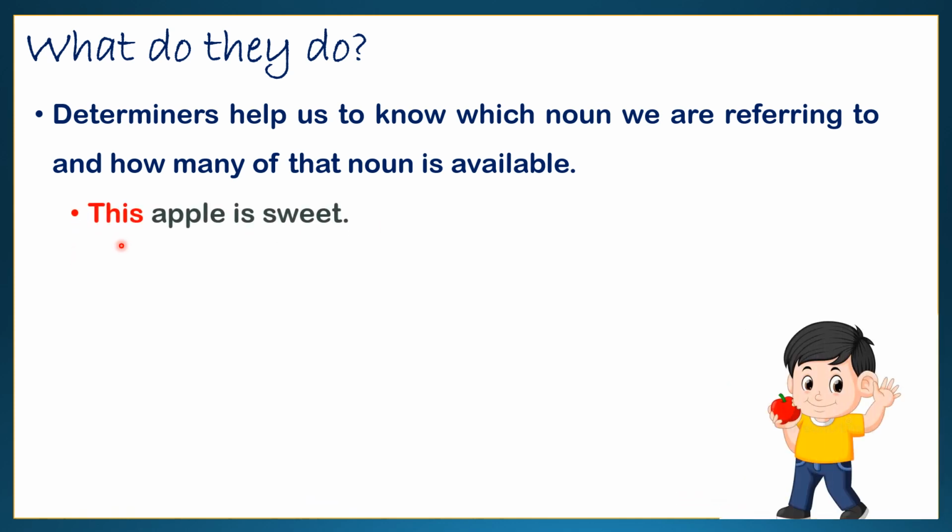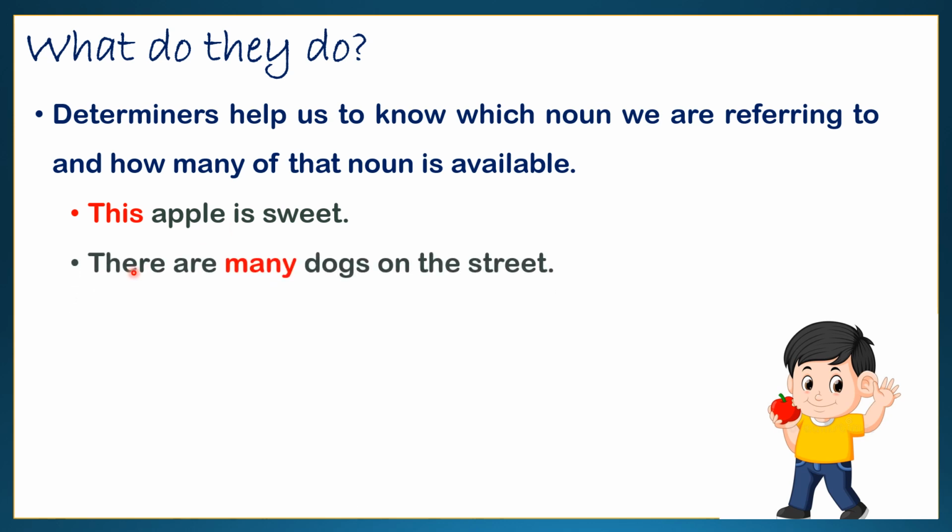So first example, this apple is sweet. So we know the word in red is a determiner followed by the noun apple. So this example is actually used to refer to the apple. The function of the determiner this here is to refer to the apple we are talking about. Which apple is sweet? This apple is sweet. So we are referring to the apple which is sweet.